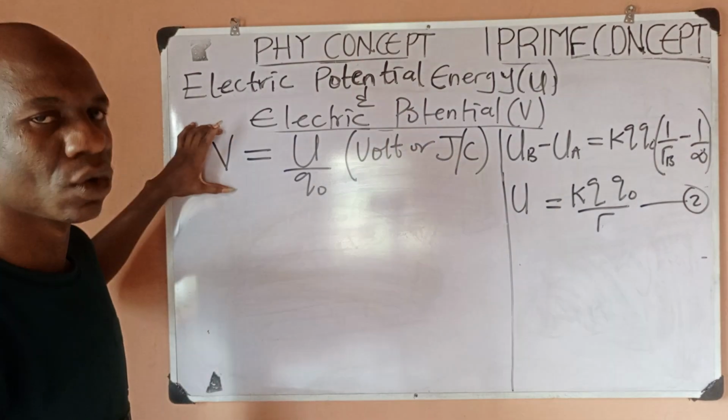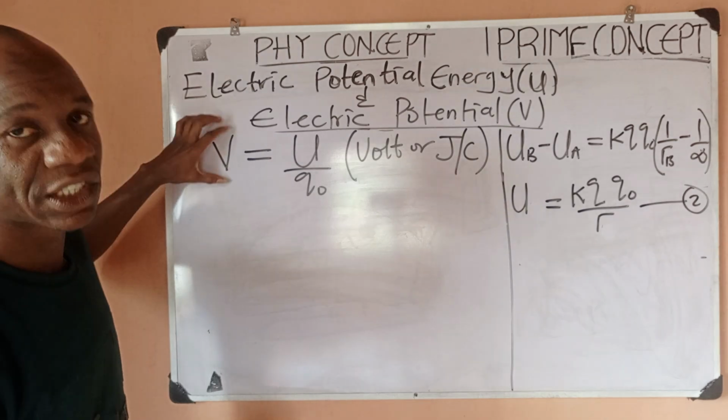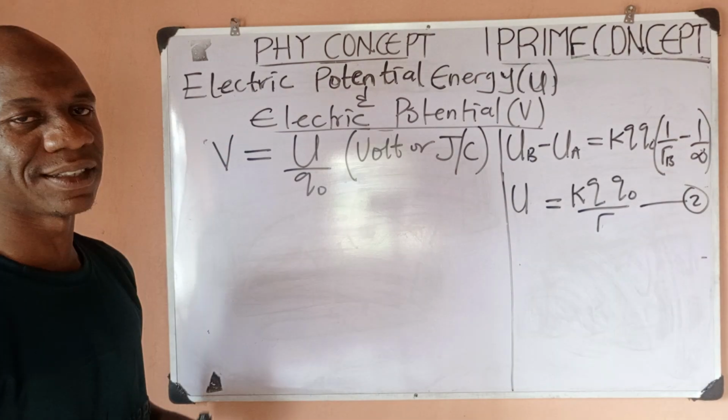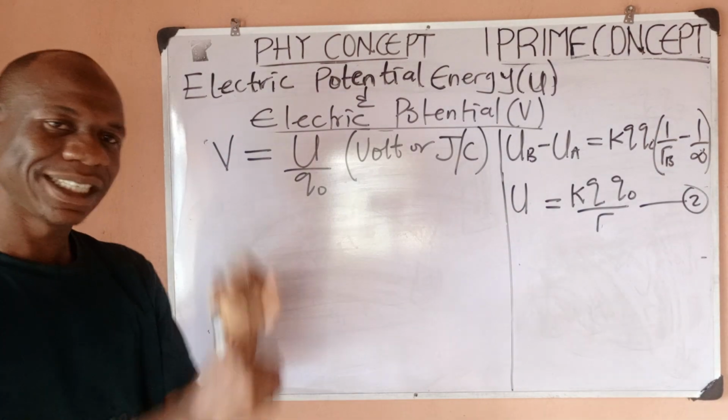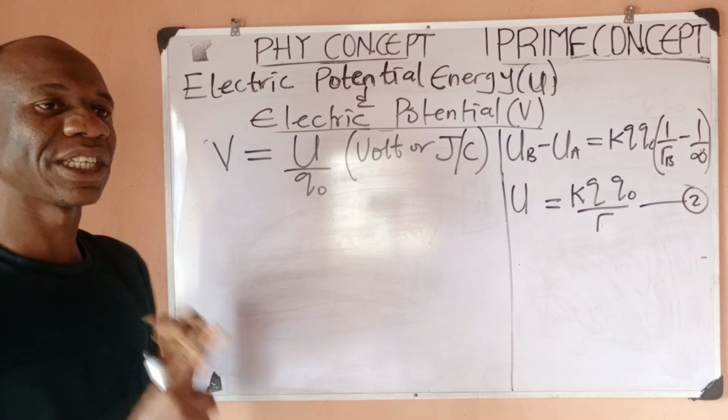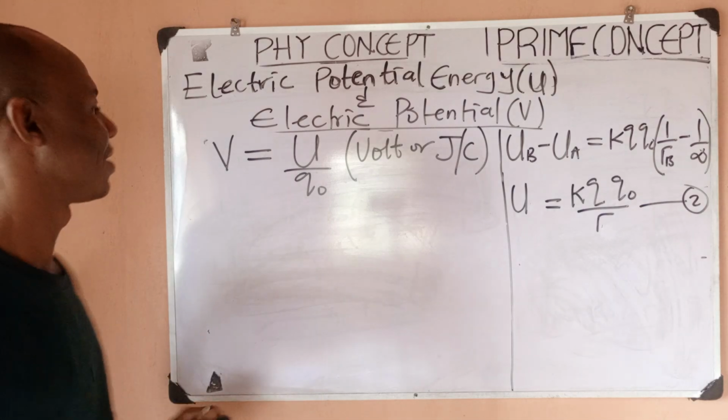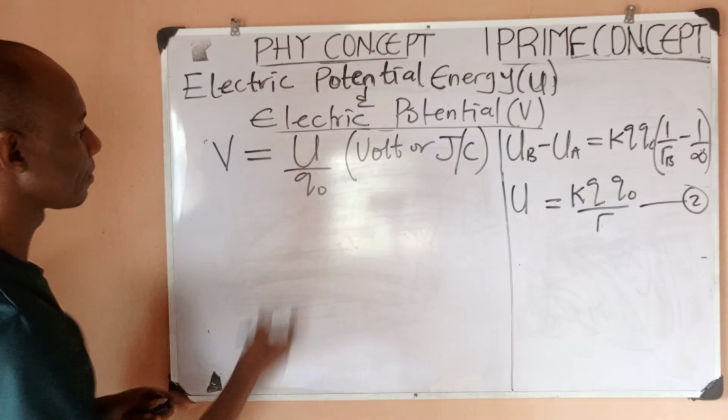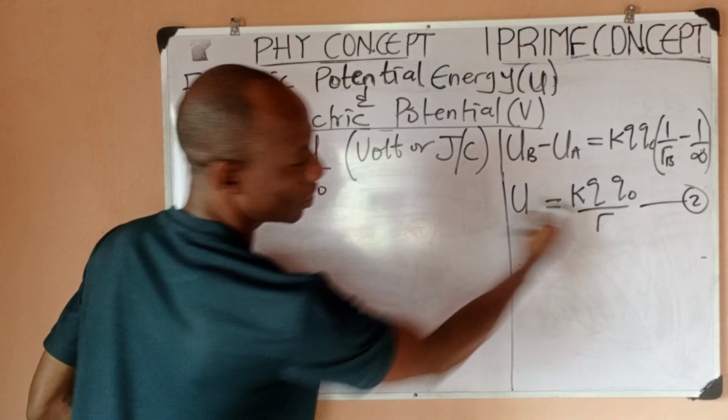Now you should also note that electric potential V is a scalar quantity. Electric potential energy is a scalar. Electric potential V is also a scalar quantity. Now if you do this, remember we have a formula already for you.